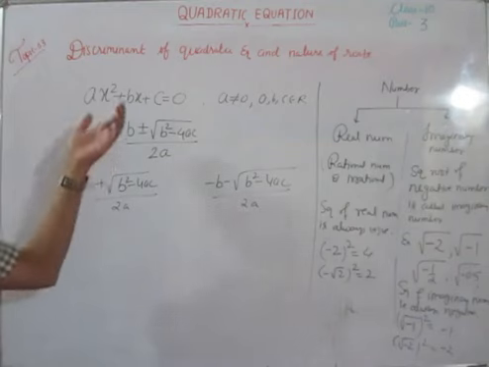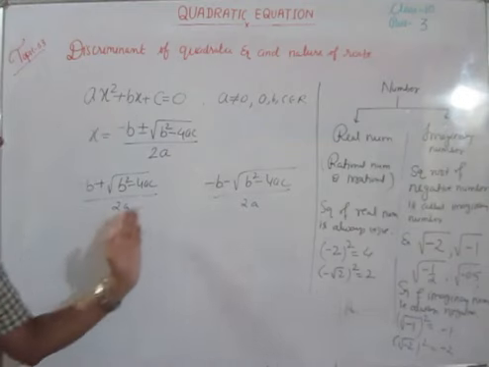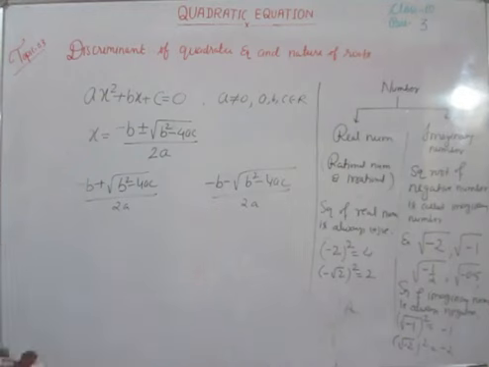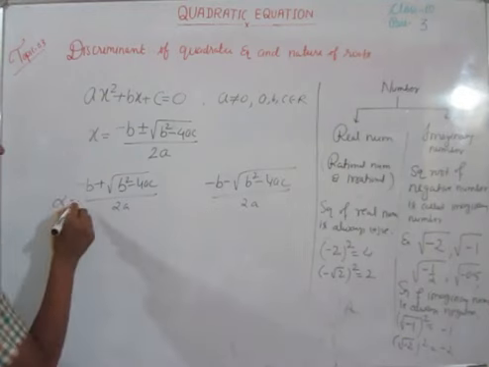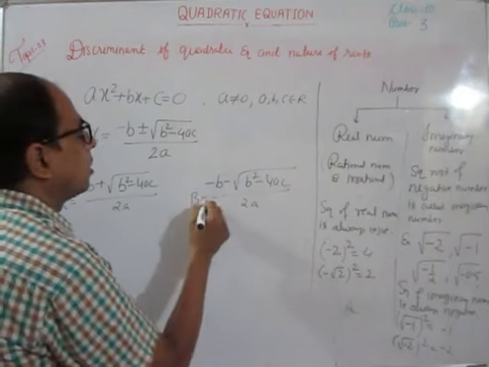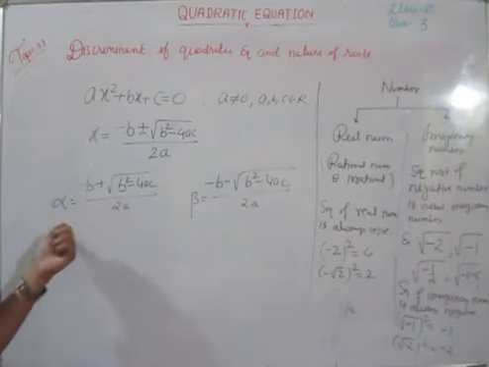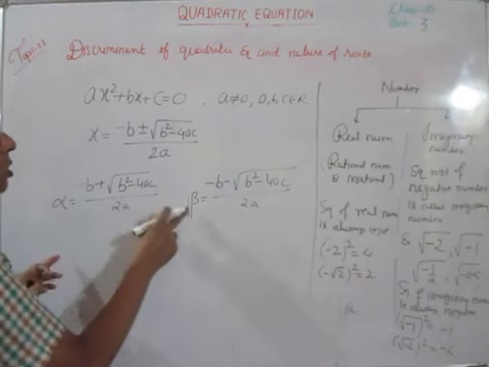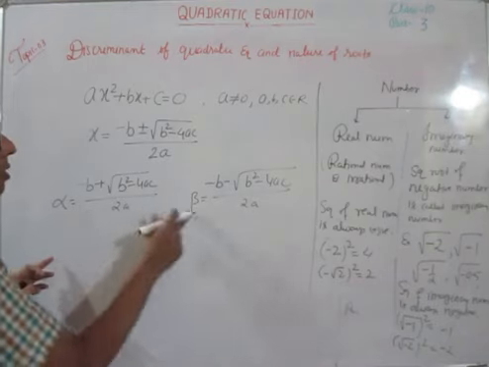So we can say that each quadratic equation has two roots. Let us call one root alpha and the other root beta. Now what will be the nature of these roots?